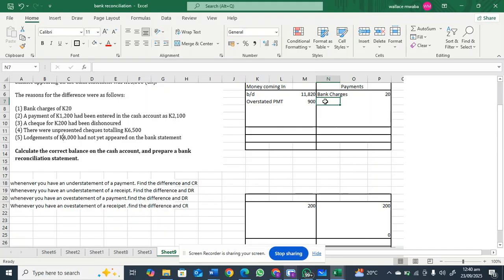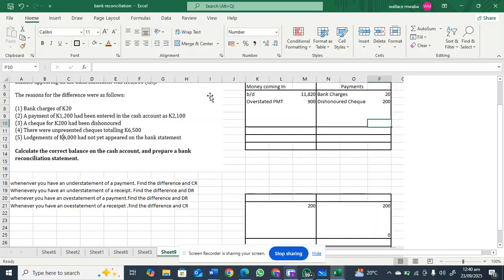Okay. So as I said, this is an illustration here, but on the adjusted cash account, you're going to put this dishonored check, 200. All right. So the remaining two transactions have to go on the bank statement.